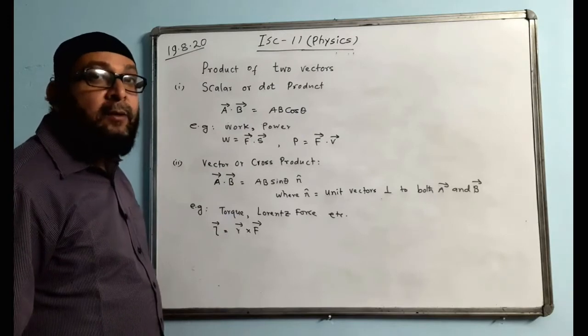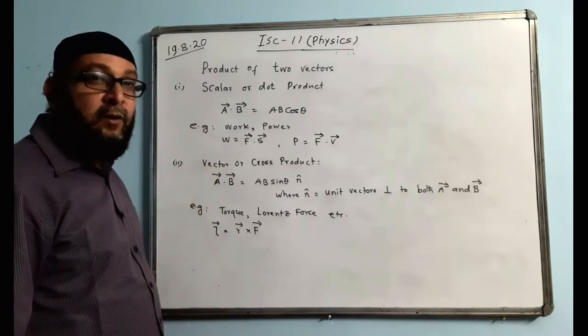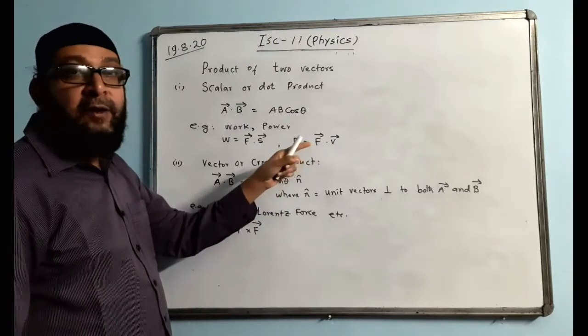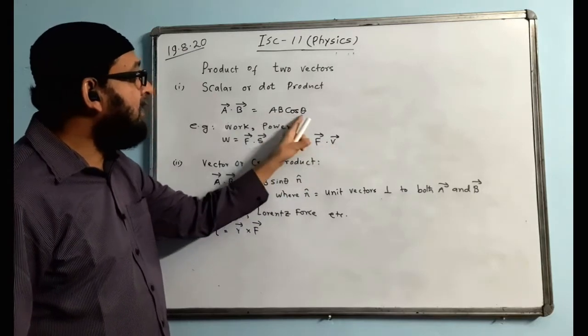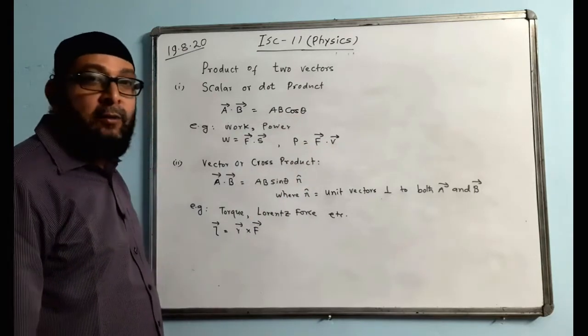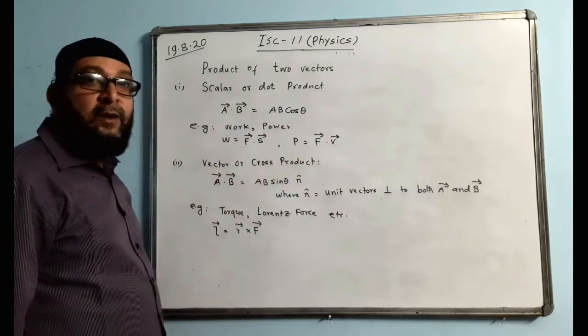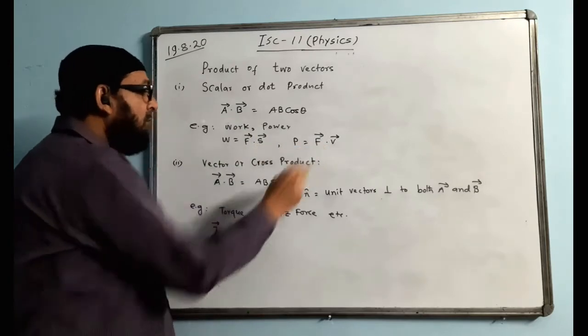How to find power? Power formula, we had another formula. Power is equal to force into velocity. So if there is an angle there, we will be writing F into V cos theta. Since it is measured in terms of cos theta, we will be writing dot here. So these are the two cases for scalar product, two examples. Work is equal to F dot S, power is equal to F dot V.